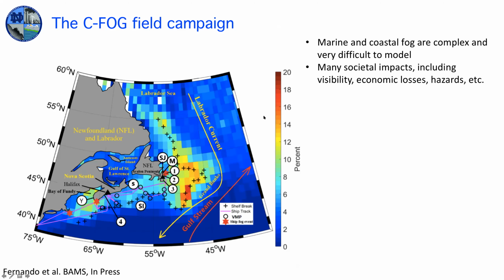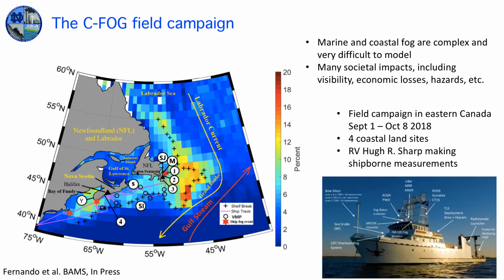And so the colors in the background is sort of percent of the time that's actually covered in fog. And near the Grand Banks, somewhat famously, we have a lot of fog. There was a field campaign from September 1st to October 8th in 2018. There were several field sites and other sort of monitoring stations on the coast. And there was also a ship, the RV Hugh Sharp, making measurements.